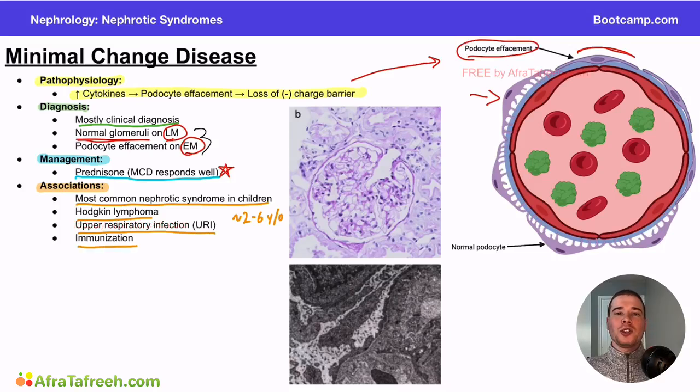And the reason these are associations that can trigger this condition is that these are things that can cause an increased release of cytokines. And remember, we said that an increase in cytokines is one of the primary drivers that can lead to this condition.